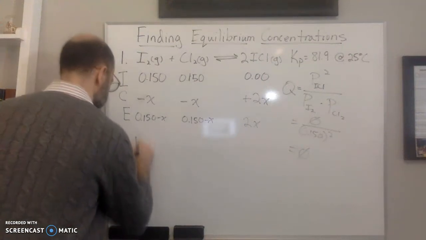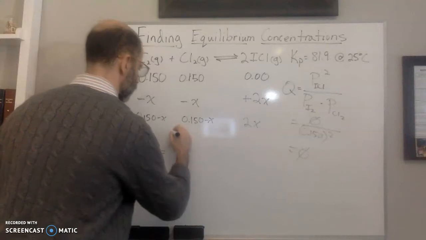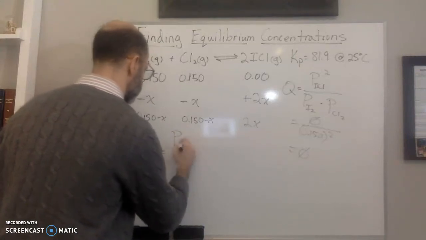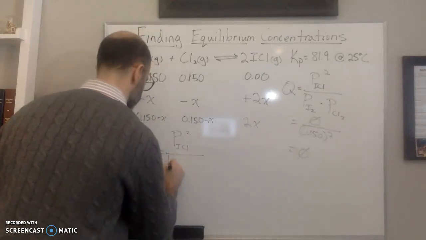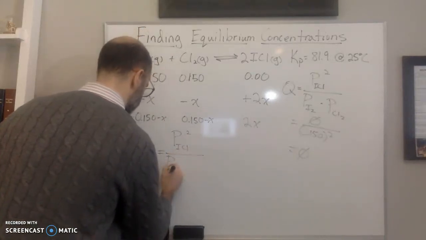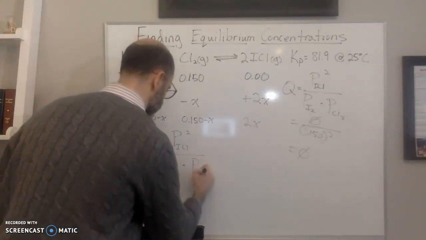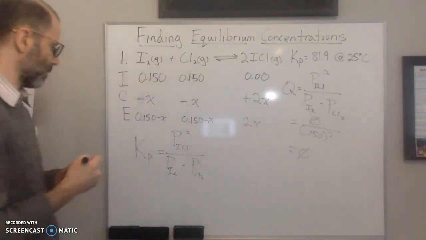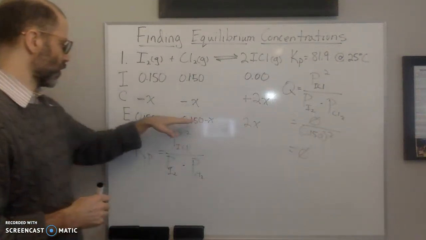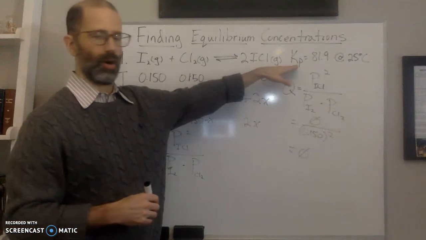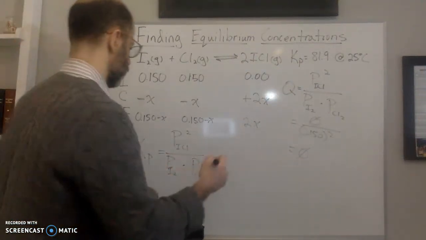So Kp is going to be equal to, again, the pressure of ICl squared over the pressure of I2 times the pressure of Cl2. Okay, so now we're going to take our equilibrium expressions here, plug them in. We've got our Kp value, we'll plug that in, and then we're going to solve for x. So you put these in.